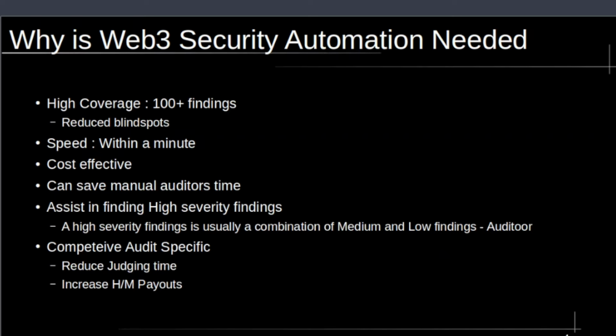So by having automation find all of those, the manual auditors can focus on finding those, like I mentioned, high-impact, unique findings. And yeah, obviously you get paid more because of the complexity ceiling against manual auditors.